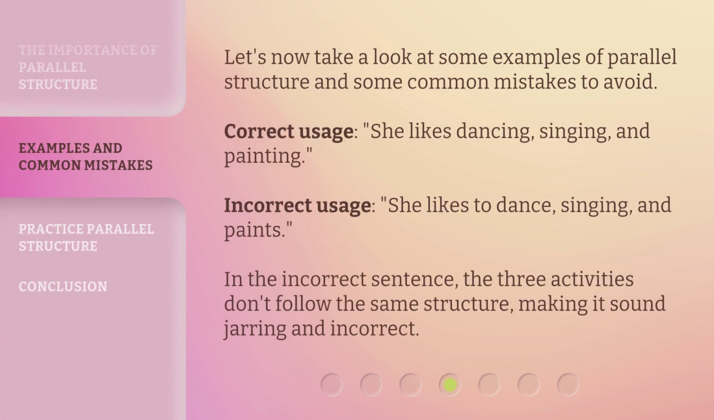Let's now take a look at some examples of parallel structure and some common mistakes to avoid. Correct usage. She likes dancing, singing, and painting. Incorrect usage. She likes to dance, singing, and paints. In the incorrect sentence, the three activities don't follow the same structure, making it sound jarring and incorrect.